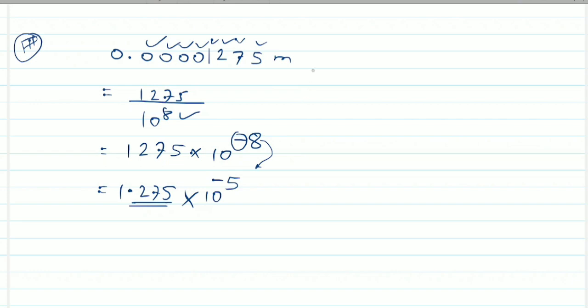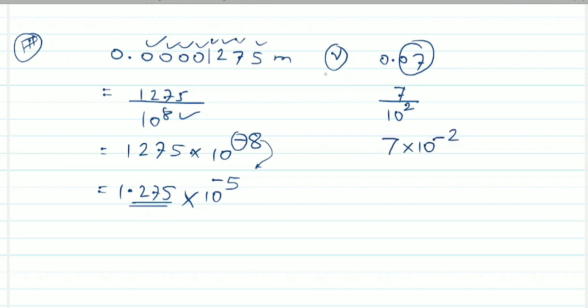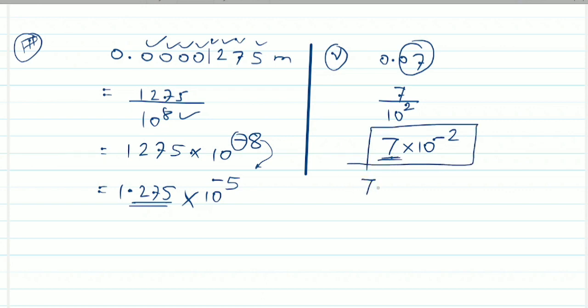Now let's move on to the last question of this. The thickness of a thick paper is 0.07 mm. So what we do is I can write this as 7 divided by 10 raised to power 2, as there are 2 digits after the decimal, and it becomes 7 into 10 raised to minus 2. As the number goes in the numerator, the sign of the power changes, and this is already in the standard form because there is only one digit. So if you want to give a decimal point, you have to write it like this. 7.0 is same as 7, so it's same thing.